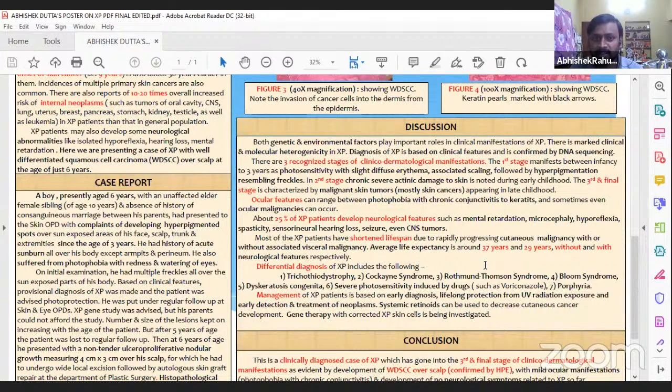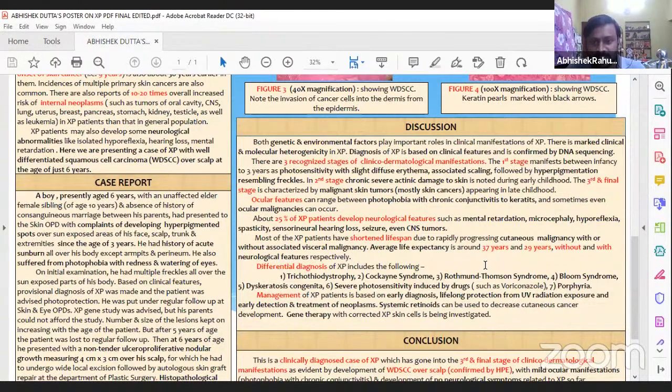There is marked clinical and molecular heterogeneity. Diagnosis is based on clinical features and is confirmed by DNA sequencing. There are 3 recognized stages of the clinical dermatological manifestation. First stage manifests as photosensitivity with slight diffuse erythema associated scaling, hyperpigmentation resembling freckles. Second stage manifests as chronic severe actinic damage to skin. And the 3rd and final stage manifests as malignant skin tumors, mostly skin cancers. Ocular features can range between photophobia with chronic conjunctivitis to keratitis, cataract formation. Even ocular malignancies can occur.